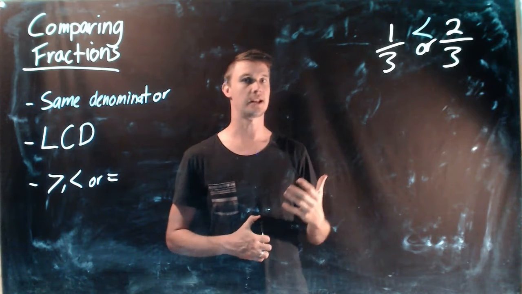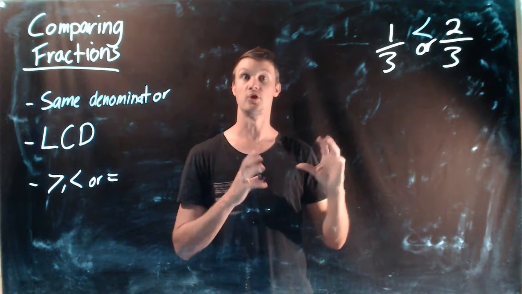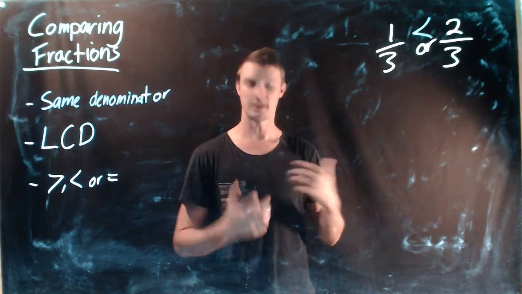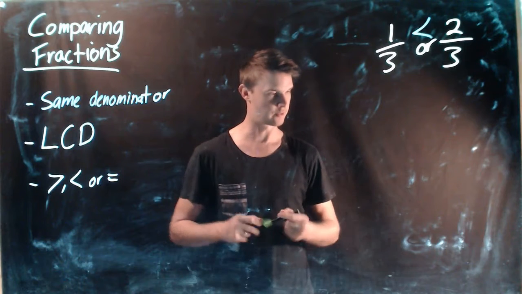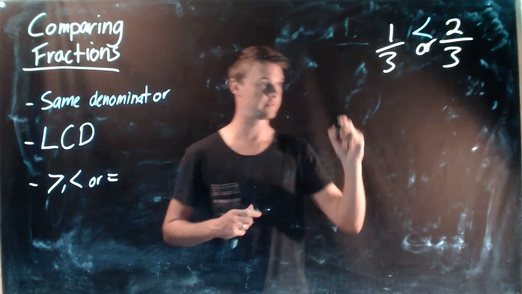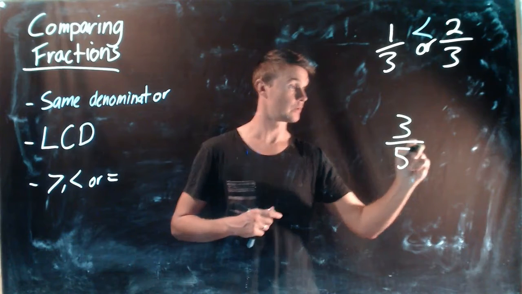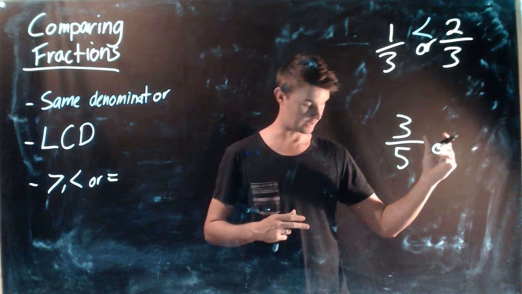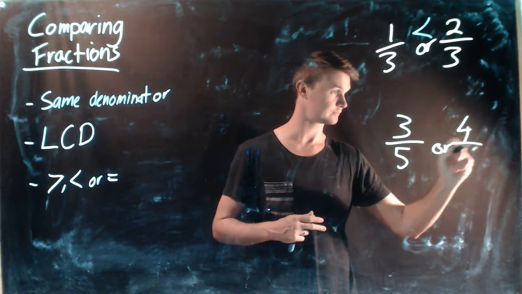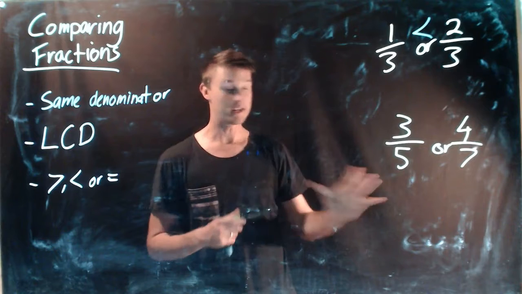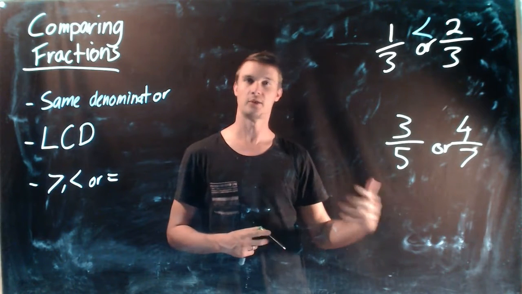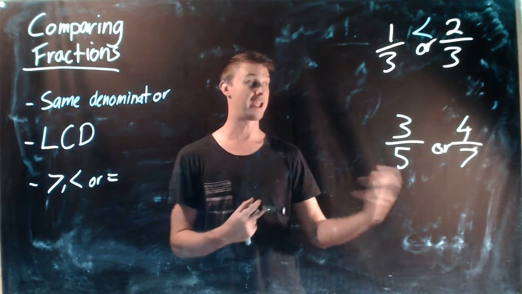But what happens if you get a question where the denominators are different? That's where it gets really hard to compare. So I'm going to write two examples down here. I'll write 3/5 and let's say 4/7. Now that they've got different denominators, it's actually quite difficult to work out which one is greater.